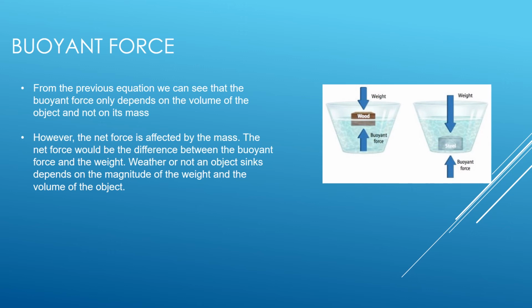Whether or not an object sinks depends on the magnitude of the weight and the volume of the object. So if it's a heavy object and is small, it will sink. If it's a heavy object but it's really huge, it can float. That's why boats are made of metal, yet they can float.